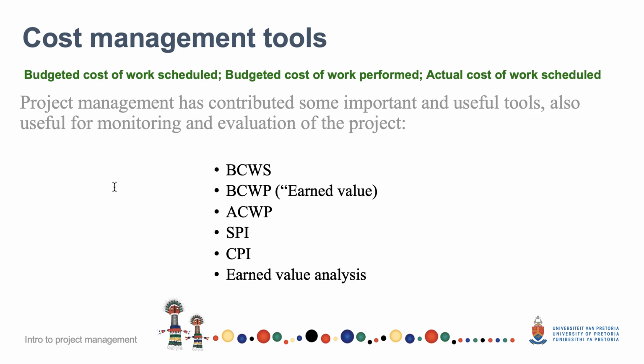Now, when you come to cost management, there are a whole lot of very useful tools that have been developed here as well. And these often go by these little acronyms, BCWS, which stands for Budgeted Cost of Work Scheduled. You don't need to remember these. If you do the project management course, you will become familiar with what these stand for. Schedule Performance Index, Cost Performance Index, Earned Value Analysis. All these things are developed in order to monitor and control the costs of the project, to try and make sure that you don't run into really awful cost overruns on the project.